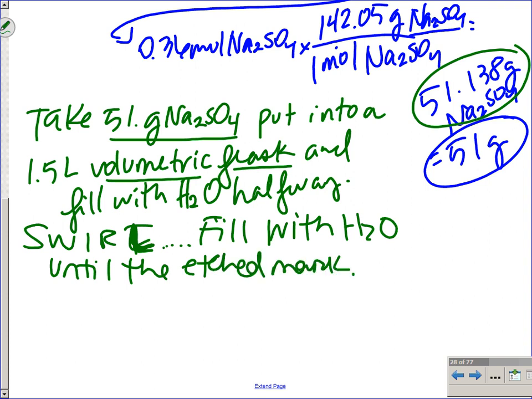The etched mark is, I have a picture that I can show to you better, but on the neck of this volumetric flask, there's like a little white line around it, and that's exactly the volume you're indicating. So after you swirl it, you fill it with water all the way to the etched line, you have made your solution. It has diluted itself from 51 grams of pure salt into a volume of water to make the concentration we wanted, which was 0.24 molar. And then we'd label it, and we'd put it on the lab station. Okay?